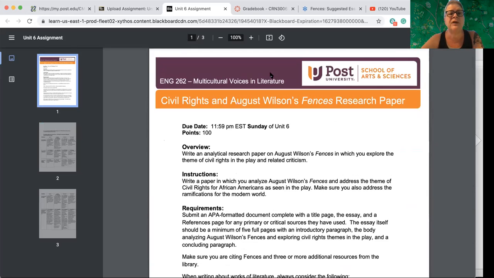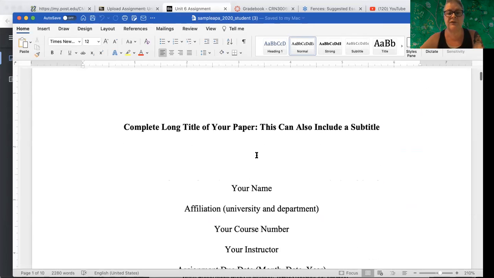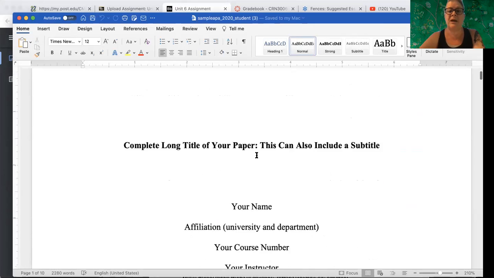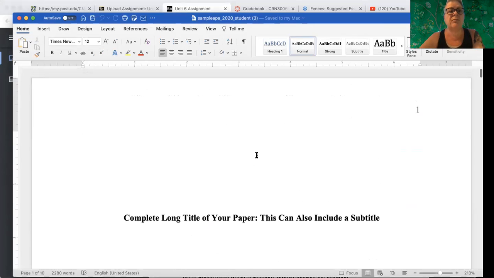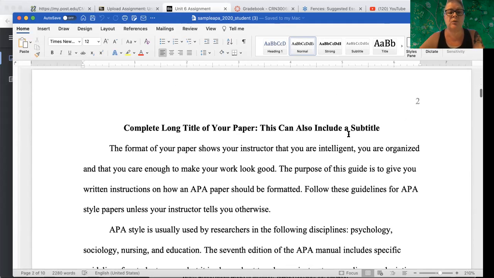And then the other thing that I wanted to show you is a sample APA paper. Now, there is one of these available. This is a little bit different one, but this is a template for an APA paper. There is one in unit number 1, so you can pull this up. It's saved as a Microsoft Word document. It has the correct header. It has the correct spacing. It has all of the stuff that you will need in it.